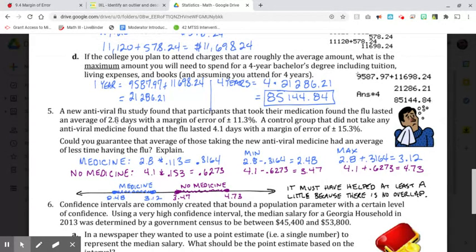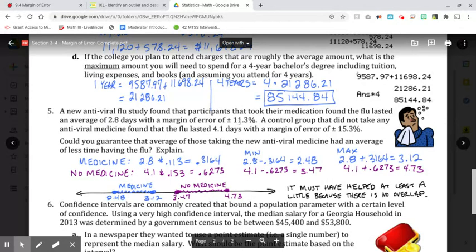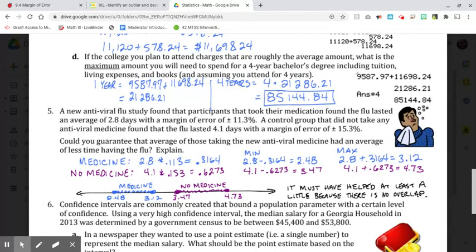Their average was 2.8. Their margin of error was 11.3%. So we're going to take 2.8 and multiply it by 0.113. That would be 11.3%. And that gives us 0.3164. Okay? That's our margin of error.